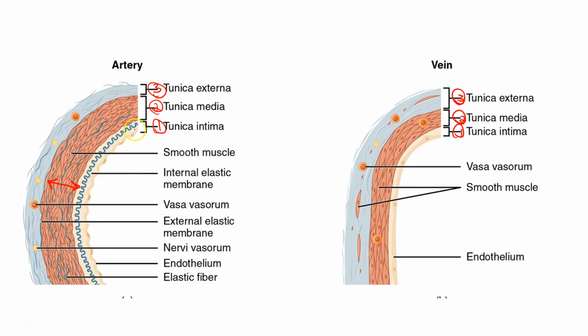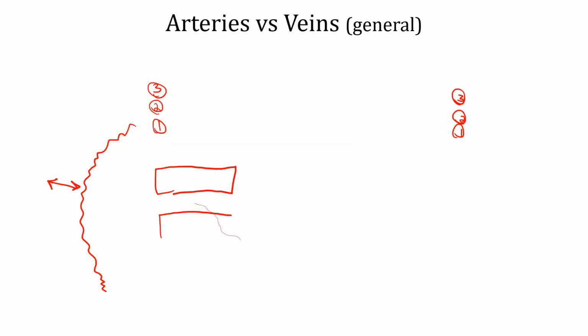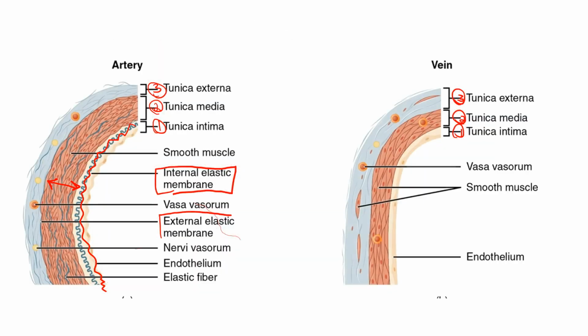Okay, one of the things that elastic arteries have is a band of elastin fibers embedded in the tunica intima. This is called the internal elastic membrane. It's found in arteries. It's not found in veins. And also some of the pretty big arteries, not all of them, but a lot of the bigger ones, will, in addition to the internal elastic membrane, have an external elastic membrane, which is a web of elastin fibers found in the tunica externa.